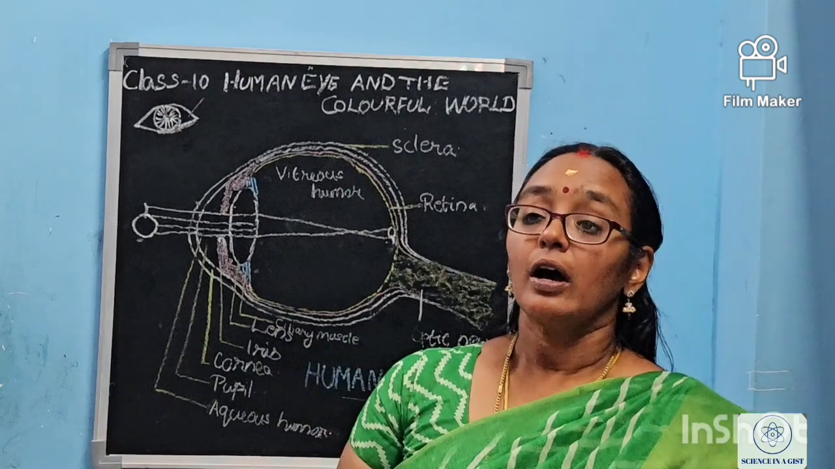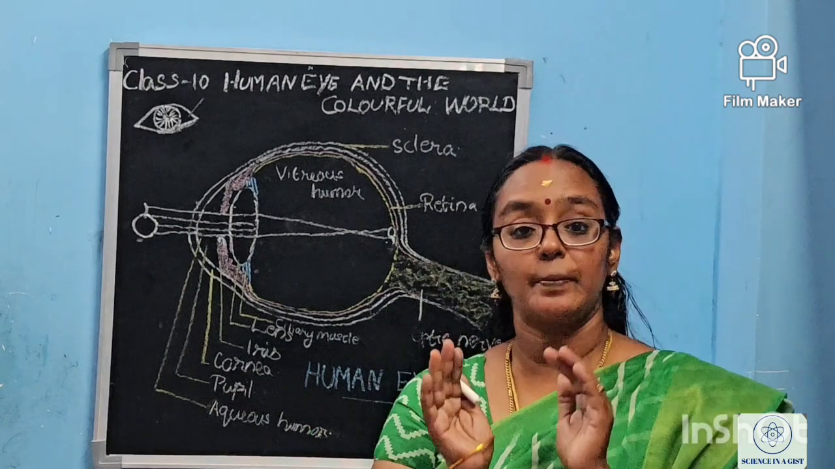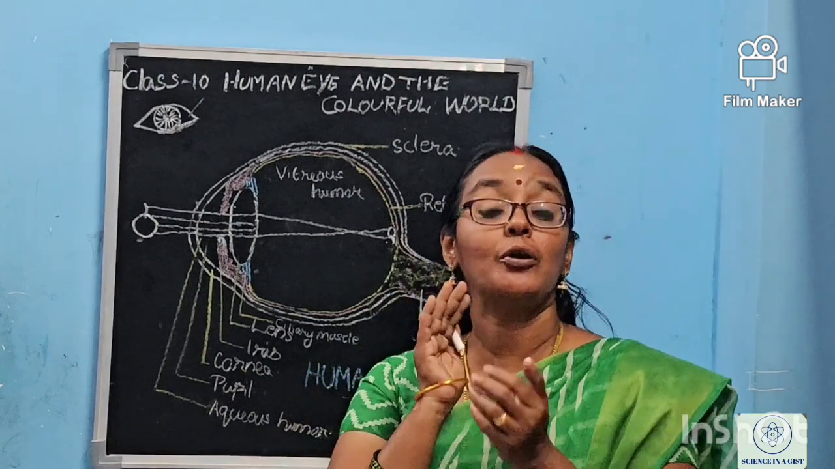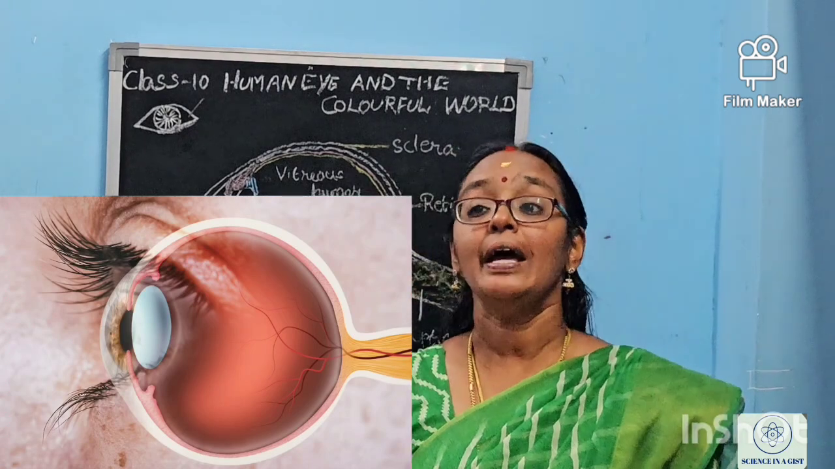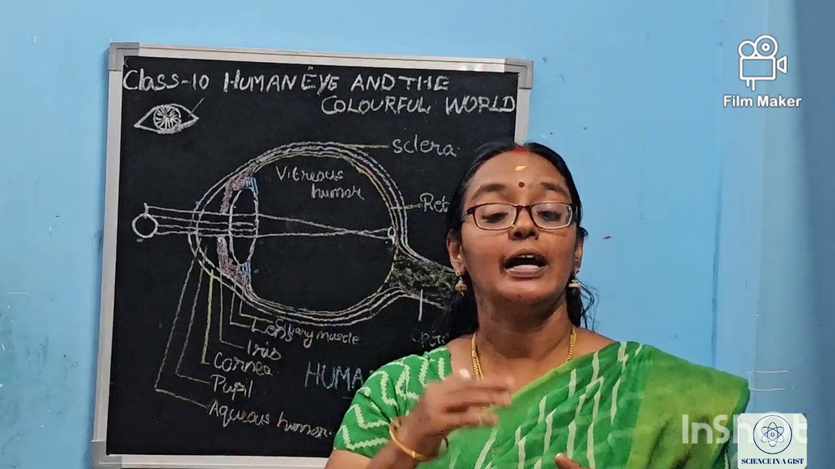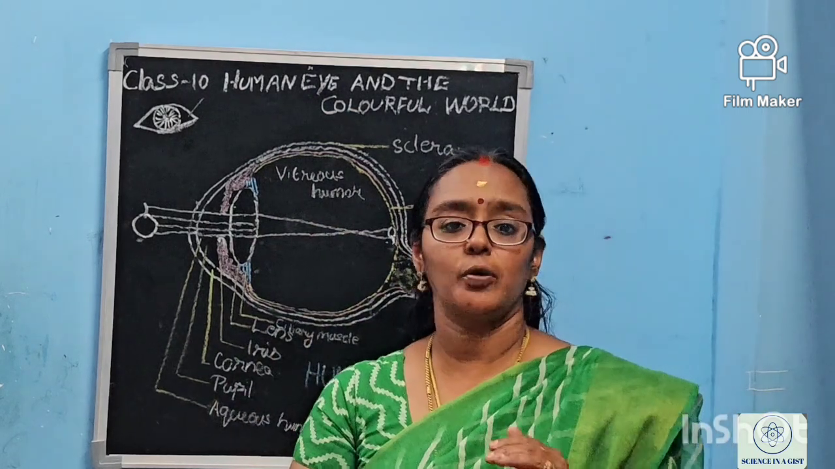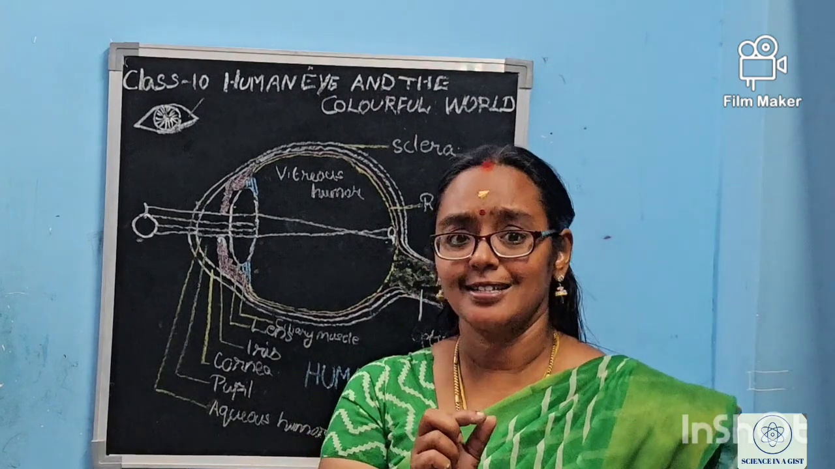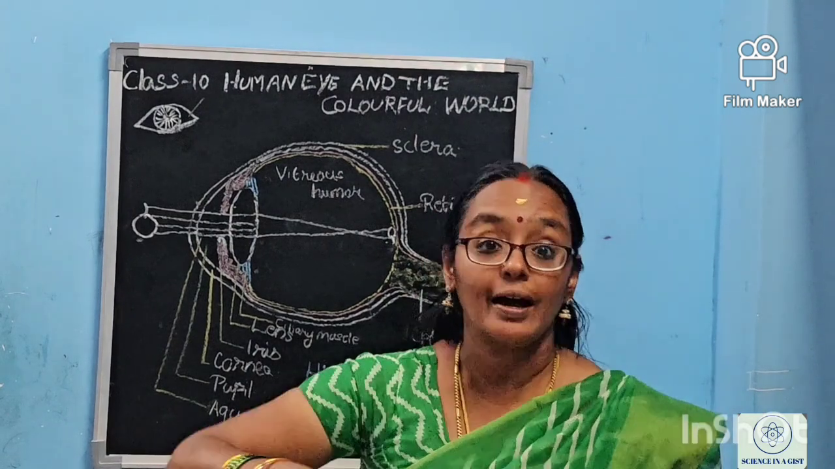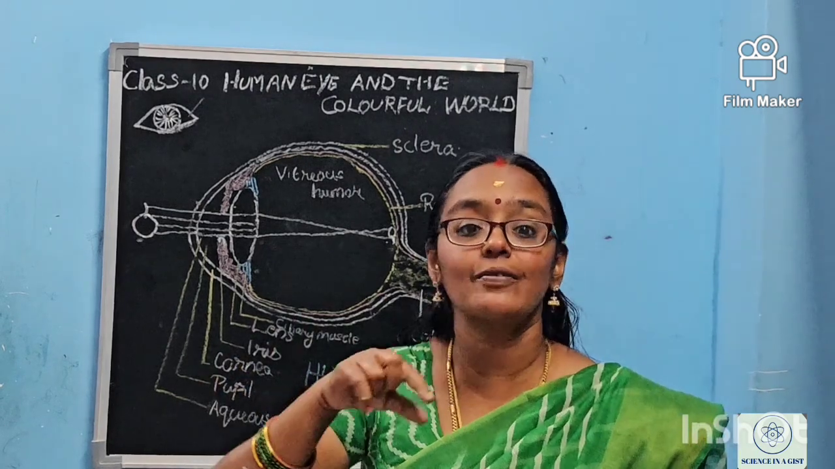Now about the blind spot. As I told you, wherever the light is falling on the retina, it will be converted into electric signals by the optic nerve and transferred to the brain, isn't it? So what is the blind spot? There is a spot in the retina at the end. The optic nerve is connected to the eye only. The optic nerve is not connected to the brain there.